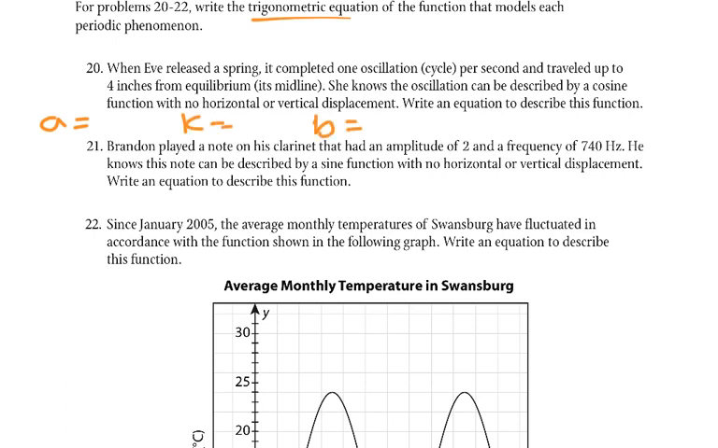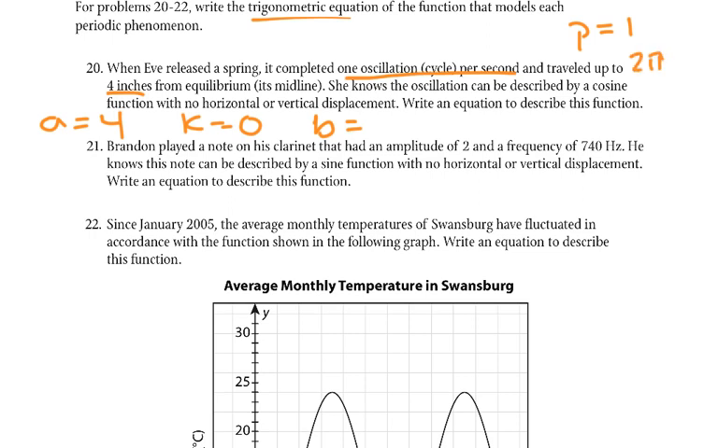So when Eve released a spring, it completed 1 oscillation, 1 cycle per second, and traveled up to 4 inches from equilibrium, its midline. She knows the oscillation can be described by a cosine function with no horizontal or vertical displacement, meaning k is 0. Write an equation to describe this function. So k is 0, which means it traveled up to 4 inches, so that's our amplitude. Okay, and it completed 1 oscillation, 1 cycle in a second. So our period would equal 1.